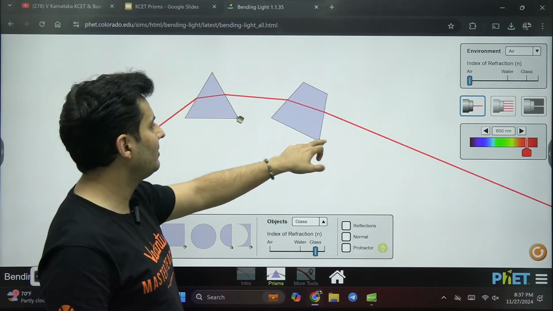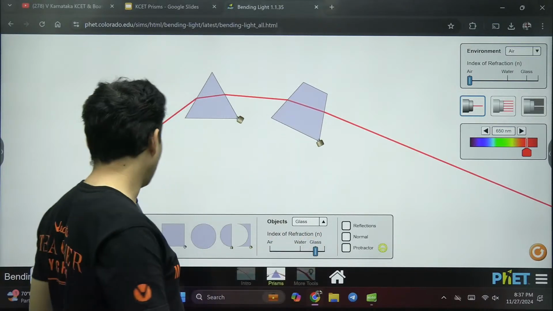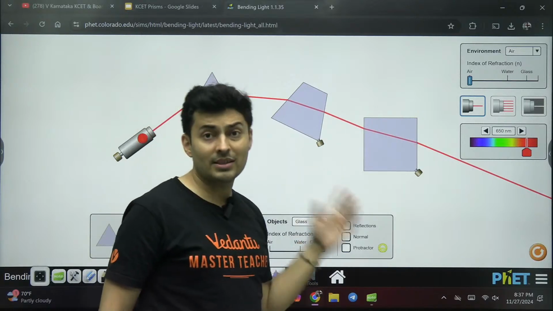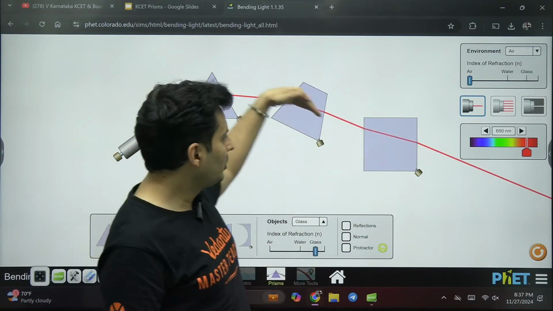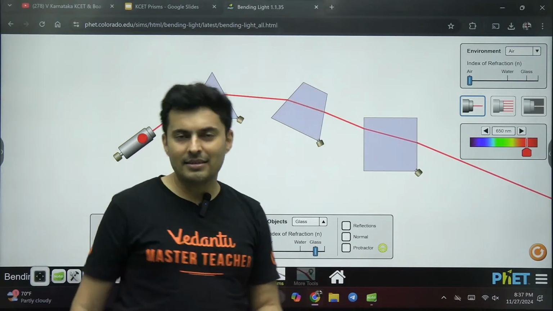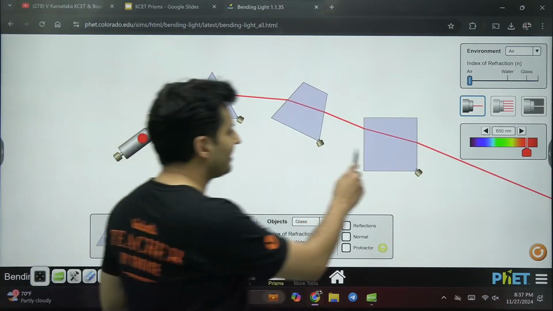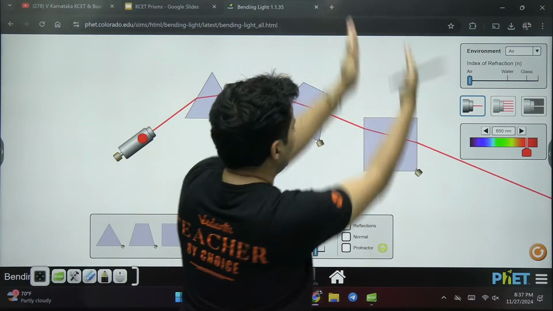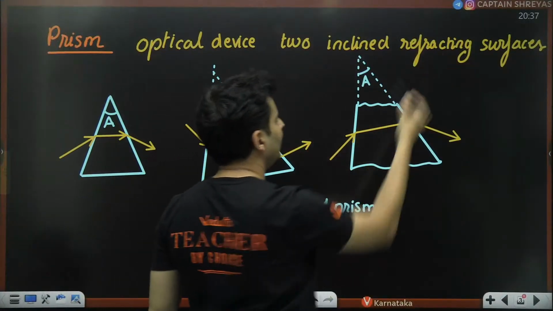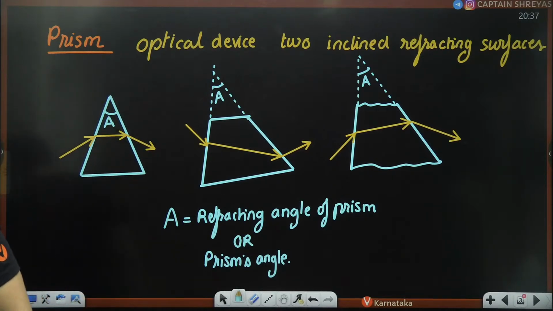This is also a prism, as you can see, because it has two refracting surfaces making certain angle. But this is definitely not a prism because both the surfaces are parallel to each other. So you will see the ray will go parallel to the manner in which it was incident. So this is not a prism. This and this are prisms. Why is this not a prism? Because the sides are parallel, they are not inclined. And if you notice, I've clearly mentioned the word inclined refracting surfaces. Is that clear, everyone? With me on this?